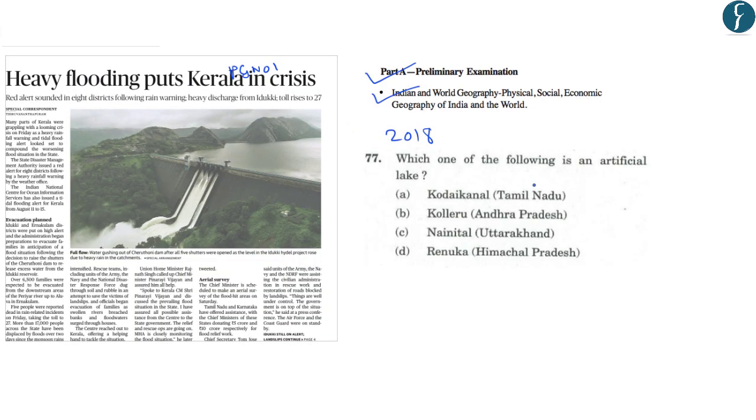Now in the year 2018, a question was asked: which one of the following is an artificial lake? Now the correct answer in this case is Kodaikanal in Tamil Nadu. And this question was asked in 2018 because of the flooding that happened in the Kodaikanal lake. So such locations are important for us from the prelims point of view. And the question asked us to identify the type of lake Kodaikanal lake is. So it is an artificial lake. That is why it is important to know that Idukki Dam is a double curvature arch dam. So a similar question can be asked based on the Idukki Dam as well. With this, let us move on to the next article.